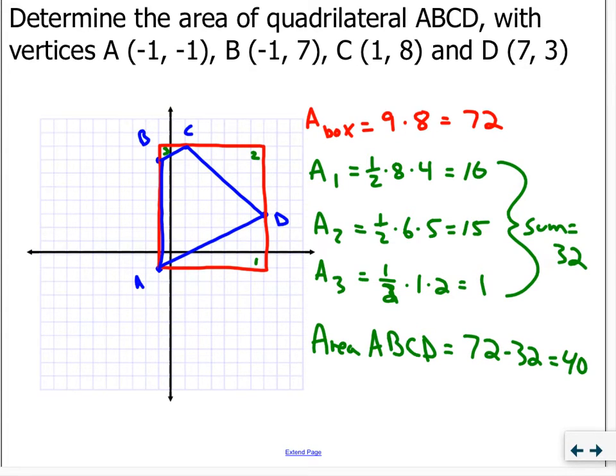Woo! Finding the area, if you want to do it the long way, you can. I'd prefer if you box it in. I think that would be nice.